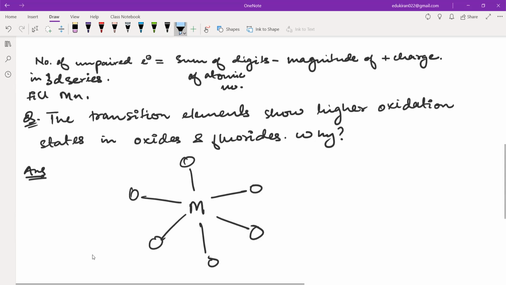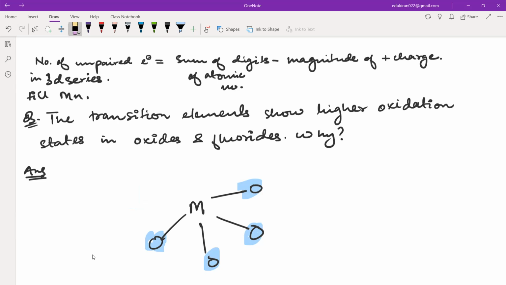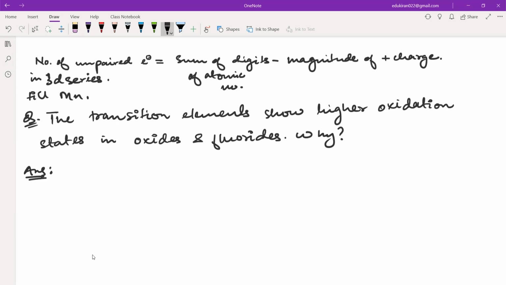And if this small element is electronegative, it is going to impart a positive charge on the metal. Now, if the number of oxygens and fluorines increases, the oxidation state will be higher, right? And they are small, so they can bind to the metal atoms very easily. A huge number of fluorines and oxygens can bind to the metal atom. So most of the higher oxidation states are shown by oxides and fluorides of the metal.